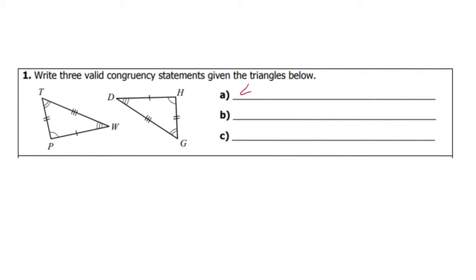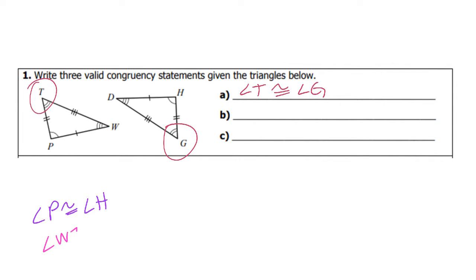So, angle T, as it has 2 swoops, is going to be congruent to angle G because it also has 2 swoops. If you wanted to, you could also list some other angle ones. You could list angle P is congruent to angle H. Angle W is congruent to angle D.